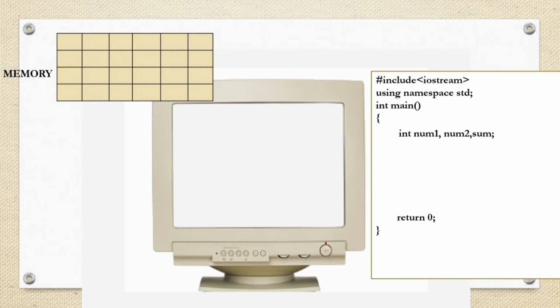Here I have declared three variables. They are num1, num2 and sum. So when you declare a variable, some memory space is allocated for the variable. Some memory space is allocated for num1 and some memory space is allocated for num2 and some memory space is allocated for sum also.